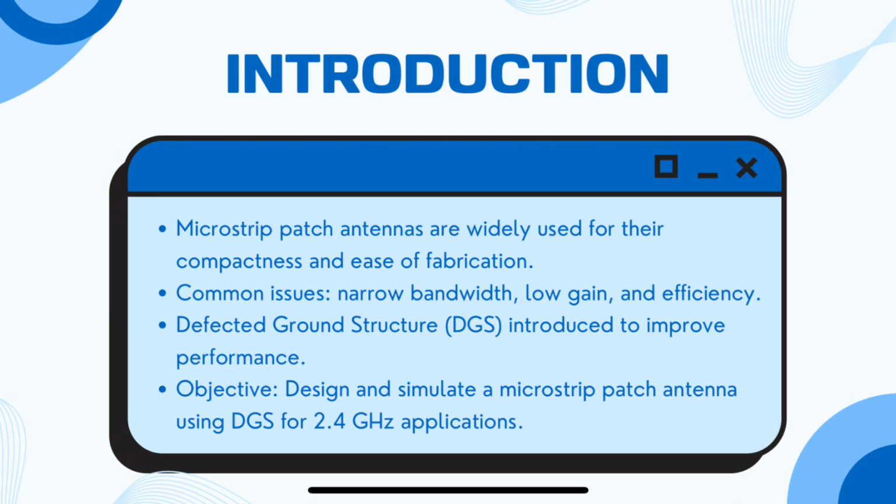The main objective of this project is to design and simulate a microstrip patch antenna operating at 2.4 GHz incorporating DGS to boost overall performance for practical applications such as Wi-Fi and IoT.